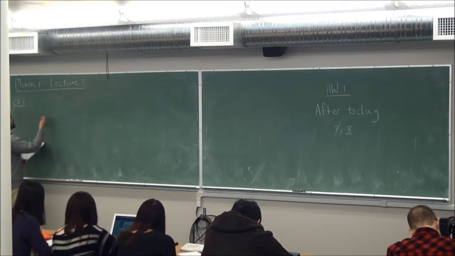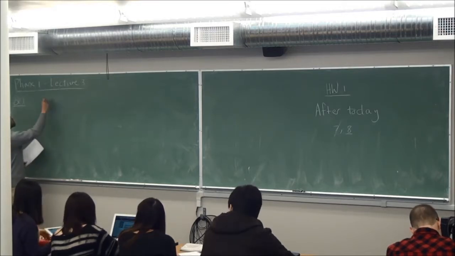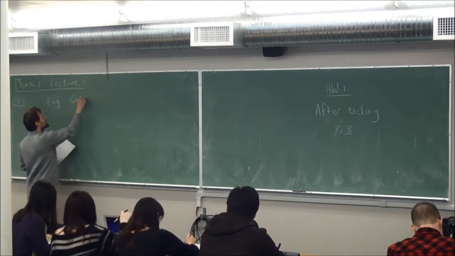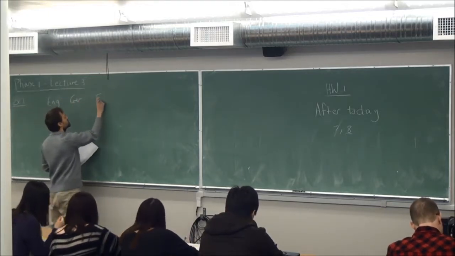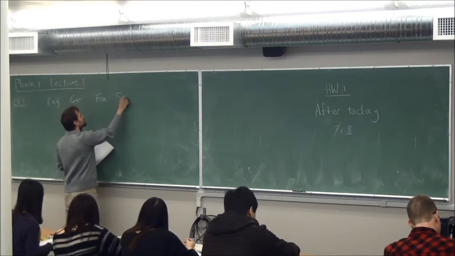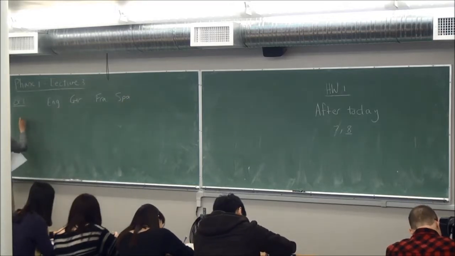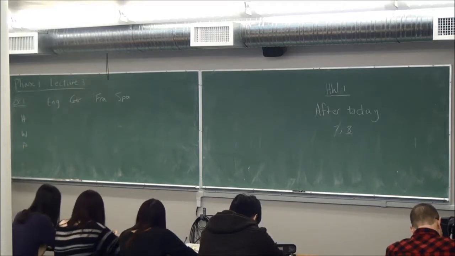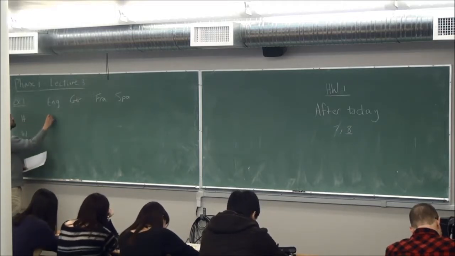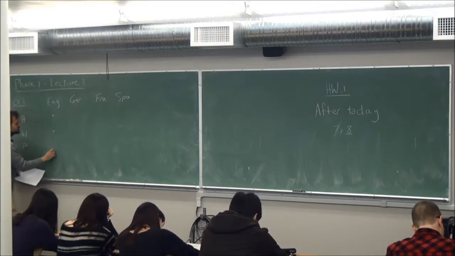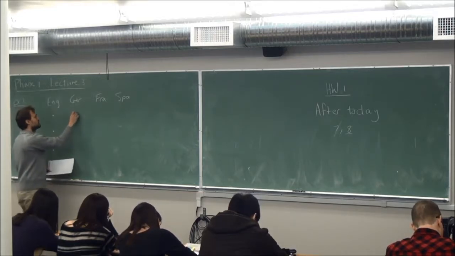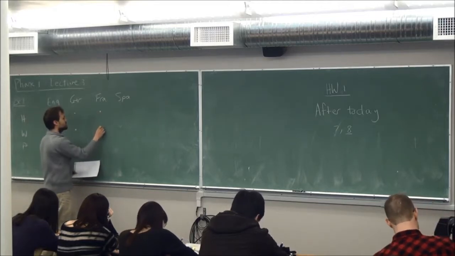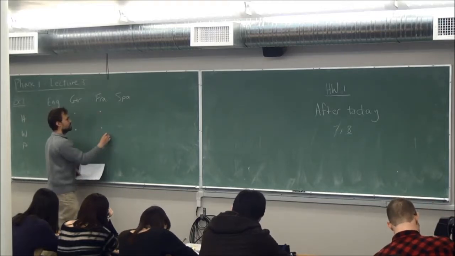Now I can make a little table. Let's put the countries at the top. Let's say here England, Germany, France, Spain, and the type of individual, husband, wife, pet. And let's make a little dot. There's a husband, wife, and pet coming from England, from Germany, from France, and from Spain.